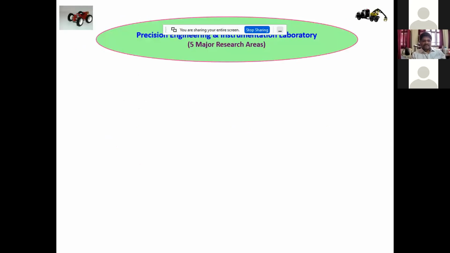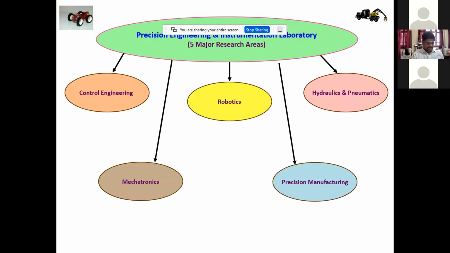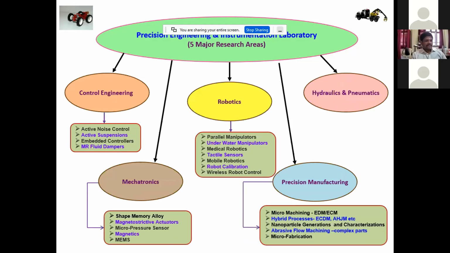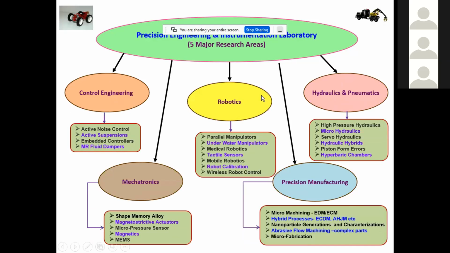Now you will see, friends, as usual, our precision engineering and instrumentation laboratory is one among the 11 laboratories in the mechanical department. This is one among them, working on precision engineering and instrumentation work. We have 5 major research areas: control engineering, mechatronics, robotics and vision, manufacturing, hydraulics and pneumatics. Students are working in different domains in each discipline, as we have seen already in many areas. Correct. Now I'll concentrate here.